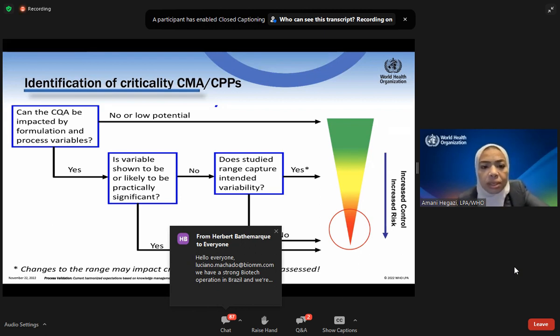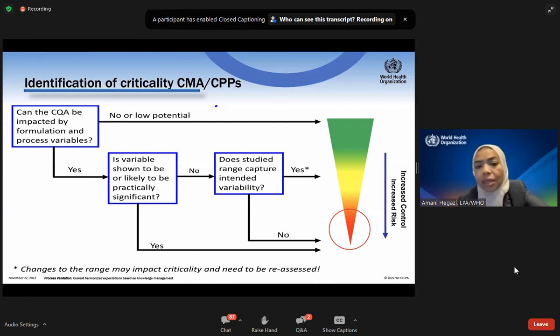If no, it's a low risk. If yes, and this material attribute or process parameter has a significant impact, so it's critical, we will go on to check the likelihood. So is the variable shown to be, or likely to be, practically significant? If yes, the variation is significant, so it's a high risk. And the gray area remains if it's not likely to be practically significant.